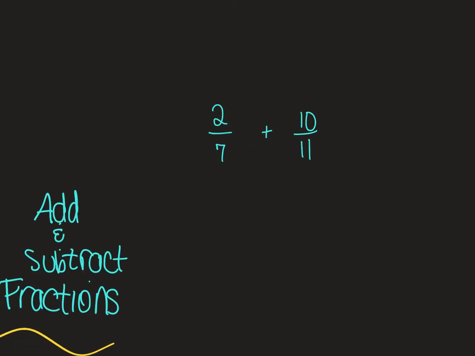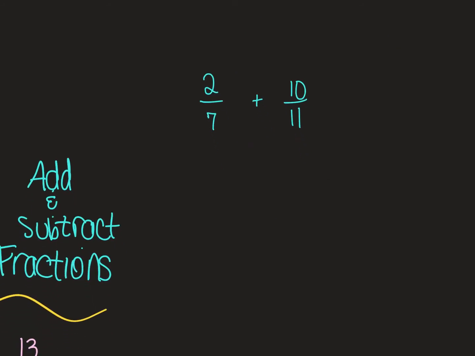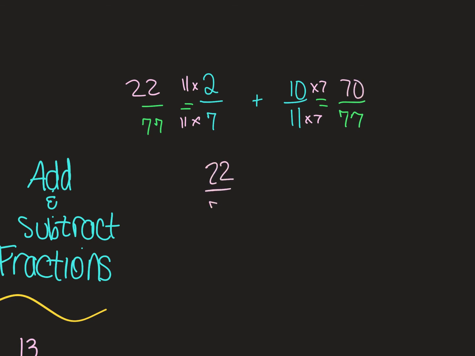All right, let's practice adding and subtracting. When they're not the same denominator, 7 and 11, we need to make them the same denominator. So what is something that 7 and 11 can both make? 77. So I'm going to write 77 on the bottom of both of these. How did I get 77? I multiplied by 11. How did I get 77? I multiplied by 7. And so now I really have the problem 22 over 77 plus 70 over 77.